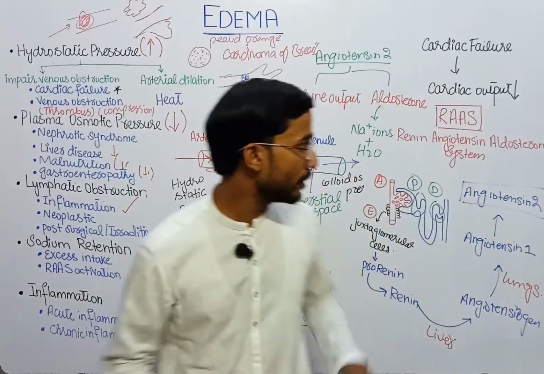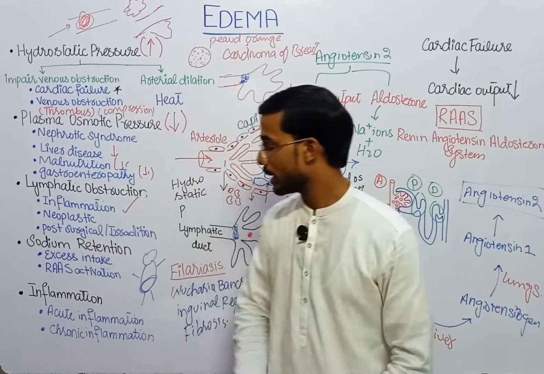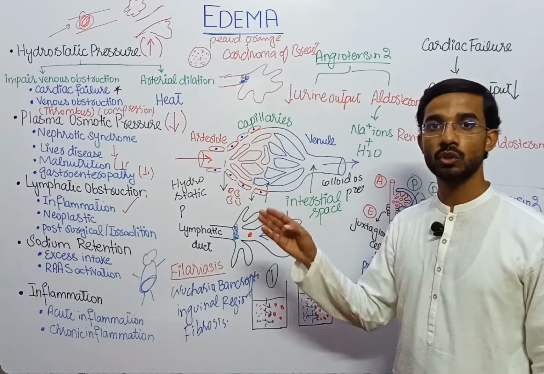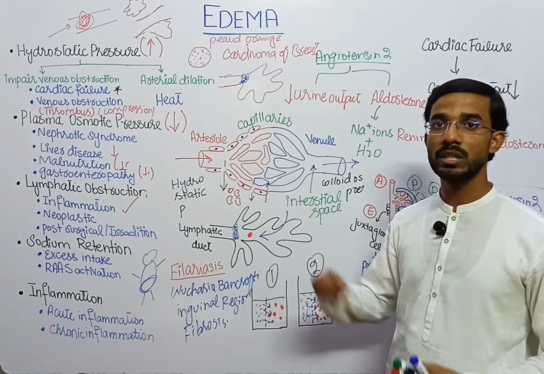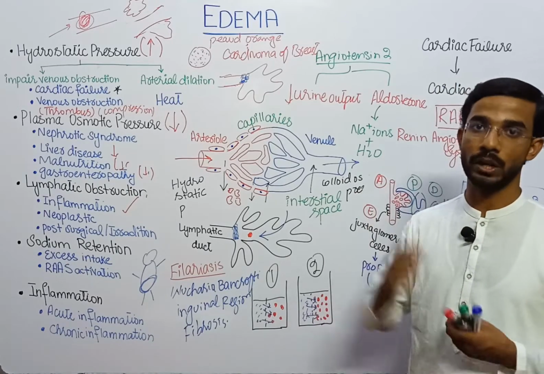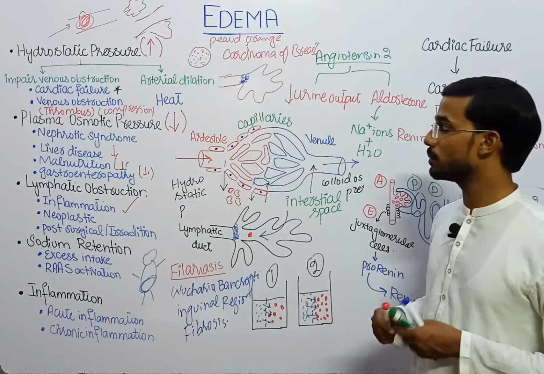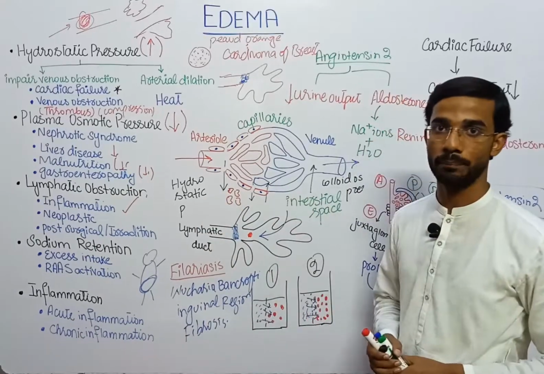Next is the sodium retention. As I told you, the RAS system, this process is the same in sodium retention. If sodium is retained in the blood vessel, it causes water to move from the nephron into the blood and increases the blood volume, and due to the increase in blood volume, hydrostatic pressure increases and causes the edema.